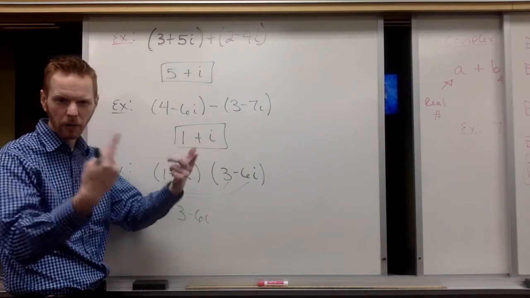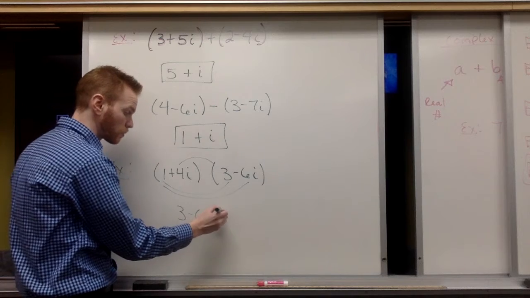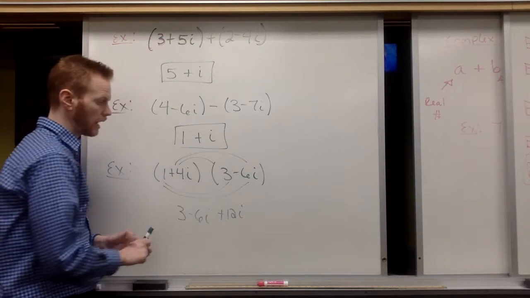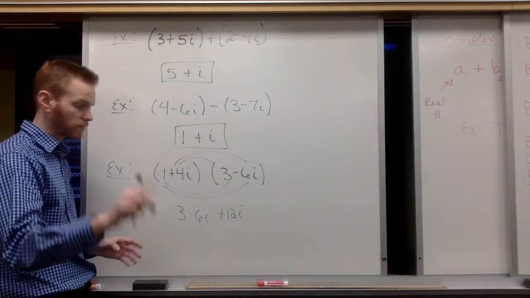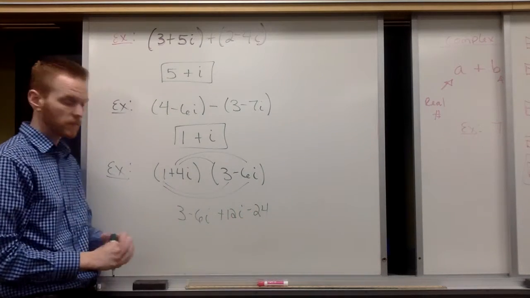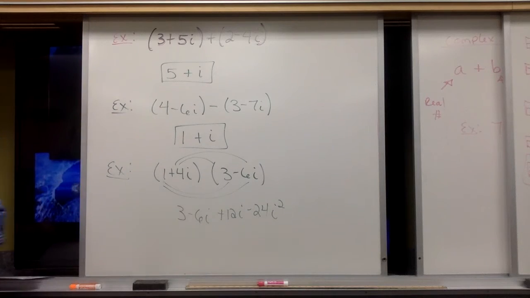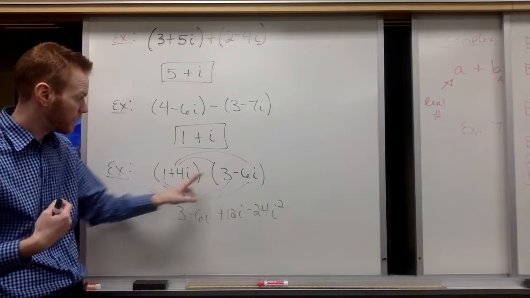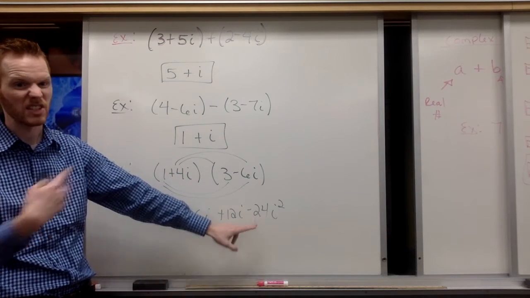Sorry, I forgot to include i when I said that. 4i times 3 is plus 12i. And then 4i times negative 6i. Treat this as two different things. 4 times negative 6 is negative 24. i times i is i squared. Please be careful. I think the most common mistake that I've seen with students, you forget that i times i is i squared. A lot of times I've seen just i.